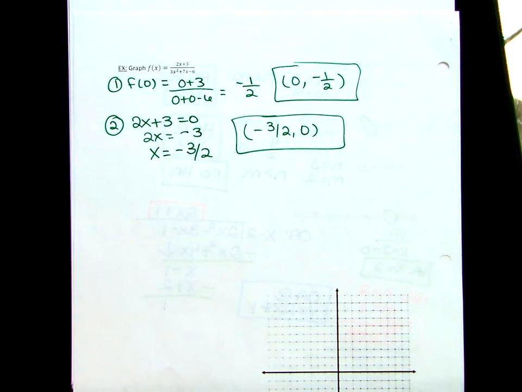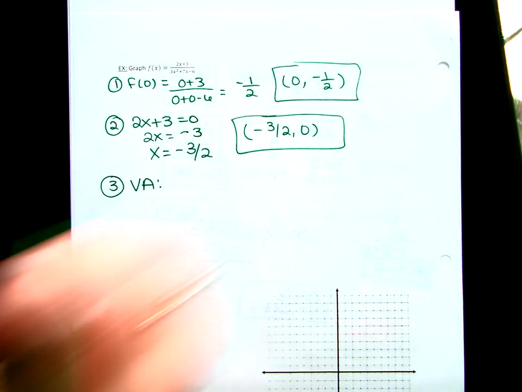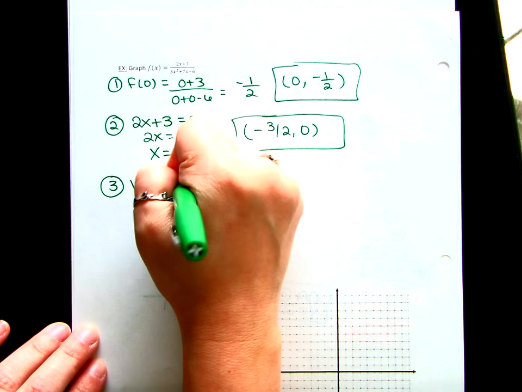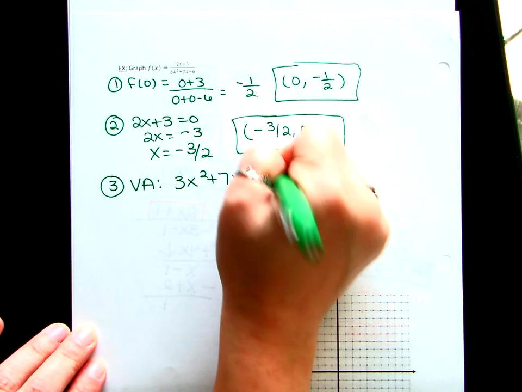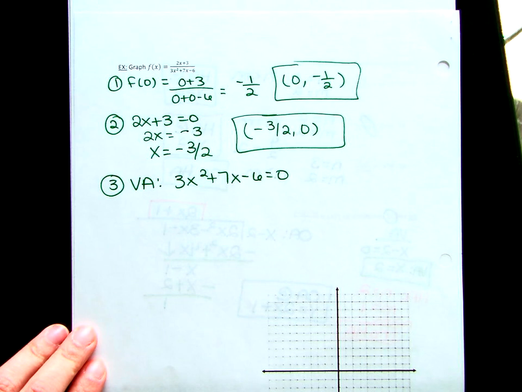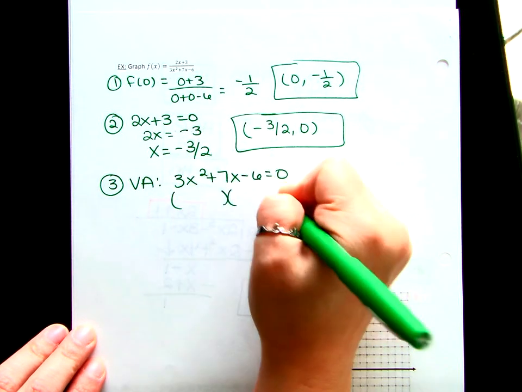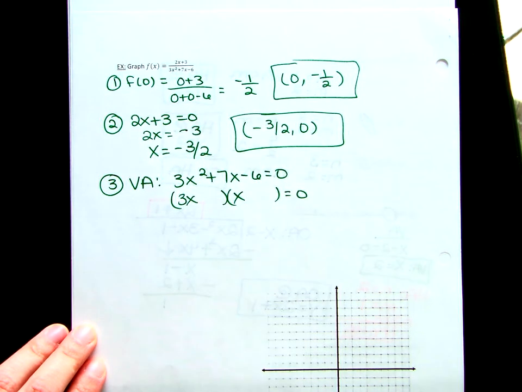Step 3 is my vertical asymptotes. We find that by setting our denominator equal to 0. Our denominator is a quadratic, so let's try and factor that. We'll have a 3x and an x. Then we're going to have to test some stuff out.